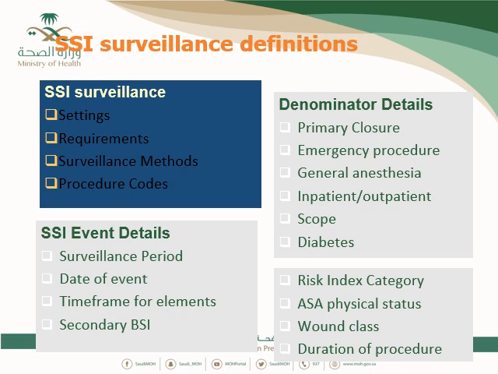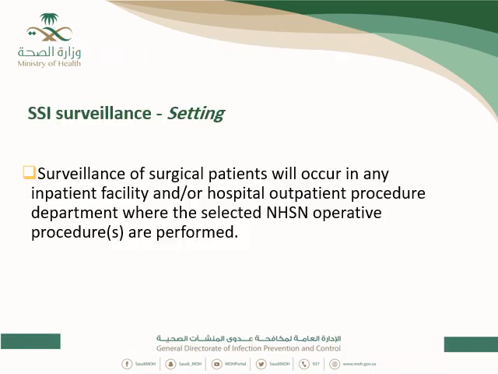Let's start with the first group, SSI surveillance. This includes the setting requirements, surveillance methods, and procedure code. For the setting, surveillance of SSI will occur in any inpatient or outpatient setting where procedures can be done. So it's not like the device-associated infection. Most of the device-associated infection, like CLABSI, CAUTI, VAE, VAB, all are done in inpatient locations only. But for SSI, it can be inpatient or outpatient as long as there is somewhere the procedure or surgeries are done.